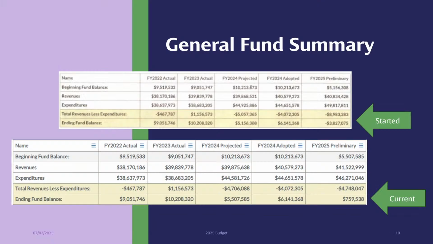So on this slide, I apologize, the top one's a little bit blurry, but that's where we started, which was negative 3.8 million. And currently, the bottom, we're at 759,000 at the end of 2025. So if we typically underspend 2 million, realistically, maybe we could expect like 4.7 million at the end of 25, which is still below what our fund balance policy states we should have, which should be around 7 million with the way our expenditures are increasing.